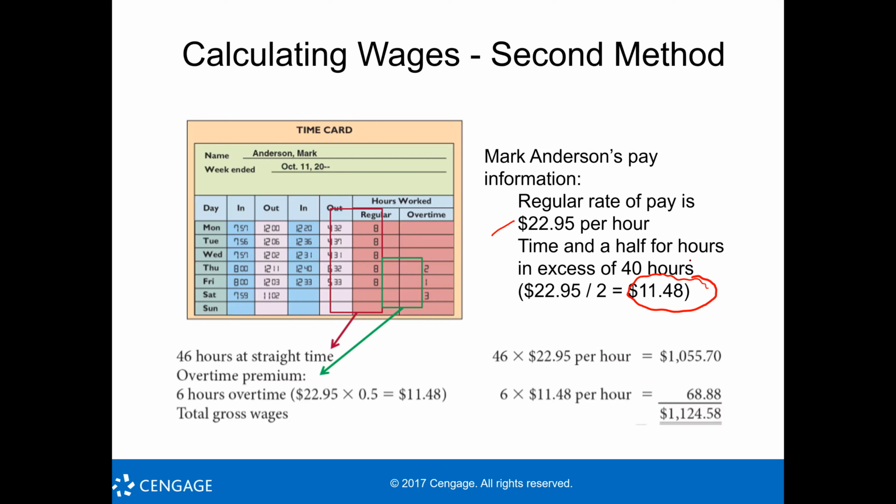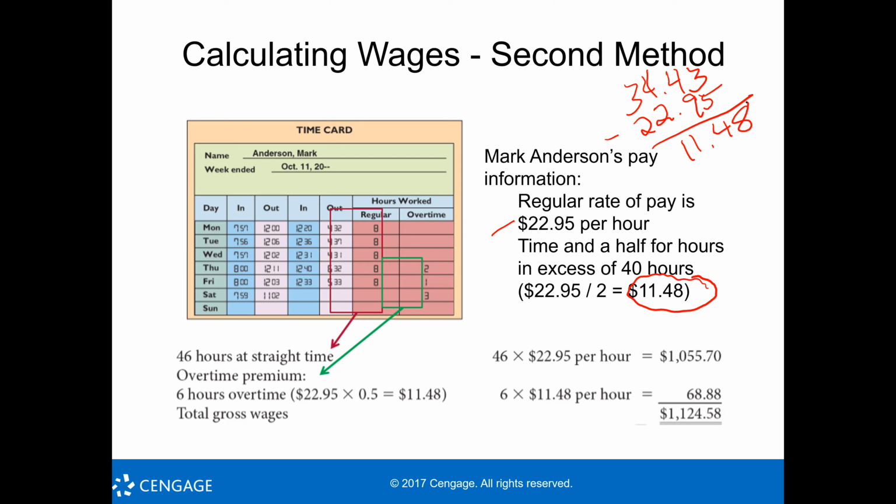34.43, okay? So 34.43 minus 22.95, his regular pay, is 11.48, right? So that's that half of 22.95, 11.48.